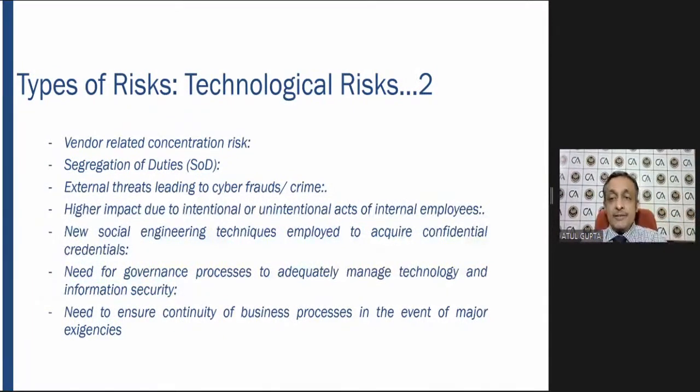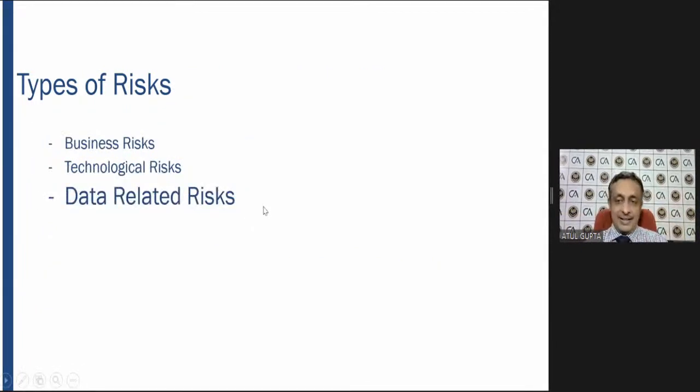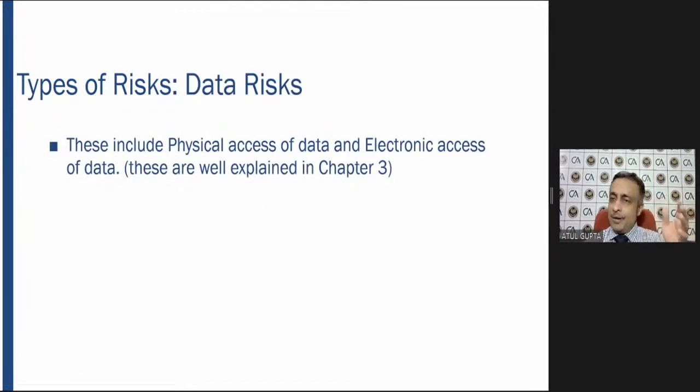Then need for governance processes to adequately manage technology. This is again very important. If I say IFC, Internal Financial Control within Companies Act, so to have proper internal financial control, if you're using softwares, then those controls need to be implemented in software. So that risk becomes very big. Need to ensure continuity of business process in event of major exigencies. Like COVID. So COVID affected the business continuity of many businesses. I had asked you a question. You can answer that again. Those businesses which have survived, made good in COVID. Okay. Then data related risk. We have taken the example of data loss that can happen in mobile, in technology. So just carry that. There is going to be a big discussion in chapter 3, data related issues.